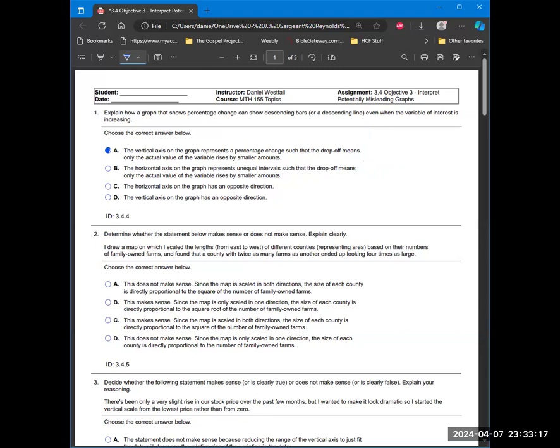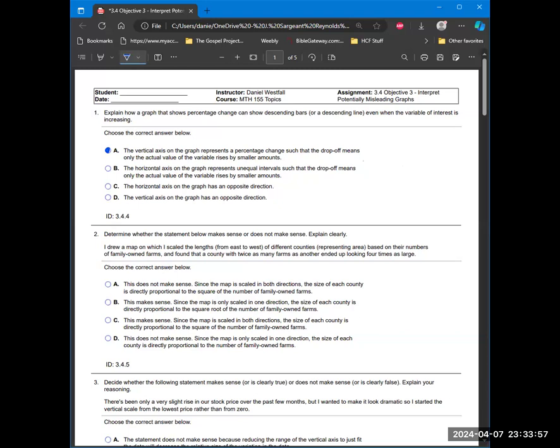So let's determine whether the statement below makes sense or does not make sense and explain clearly. I drew a map on which I scaled the lengths from east to west of different countries representing area based on their numbers of family-owned farms, and found that a country with twice as many farms as another ended up looking 4 times as large. So that doesn't make sense since the map is only scaled in one direction horizontally.